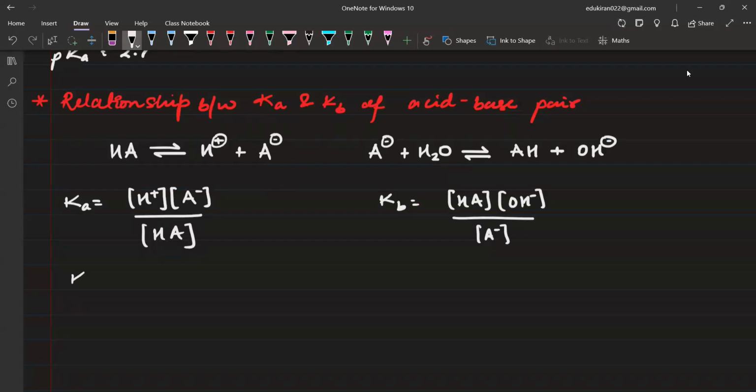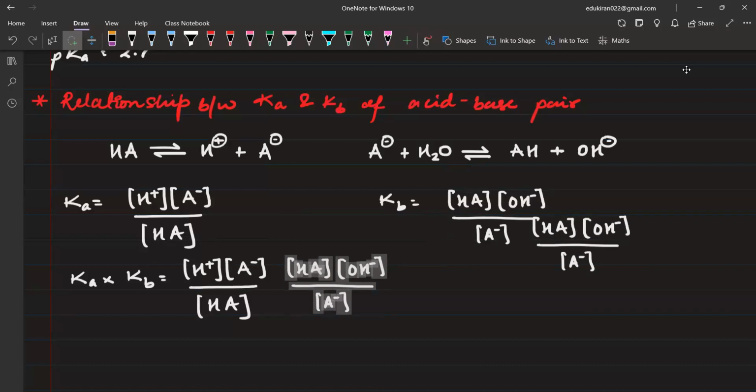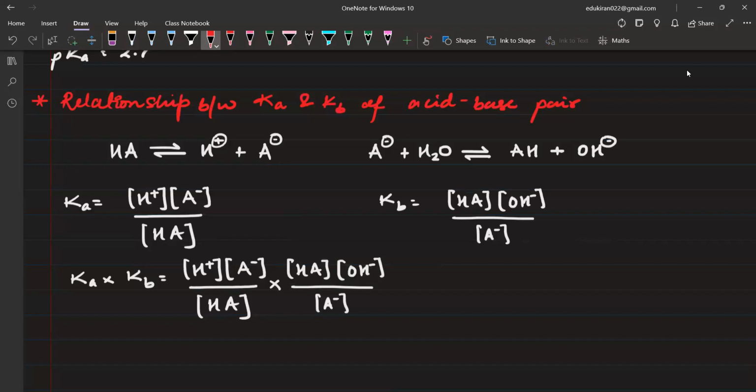Now if I write Ka multiplied by Kb, this will be equal to this concentration multiplied by this concentration. Now there are a few things which are common, which can be eliminated. HA and HA can be cancelled. A negative and A negative can be cancelled, and we will be remaining with Ka into Kb, which will be equal to the concentration of H positive multiplied by the concentration of OH negative.